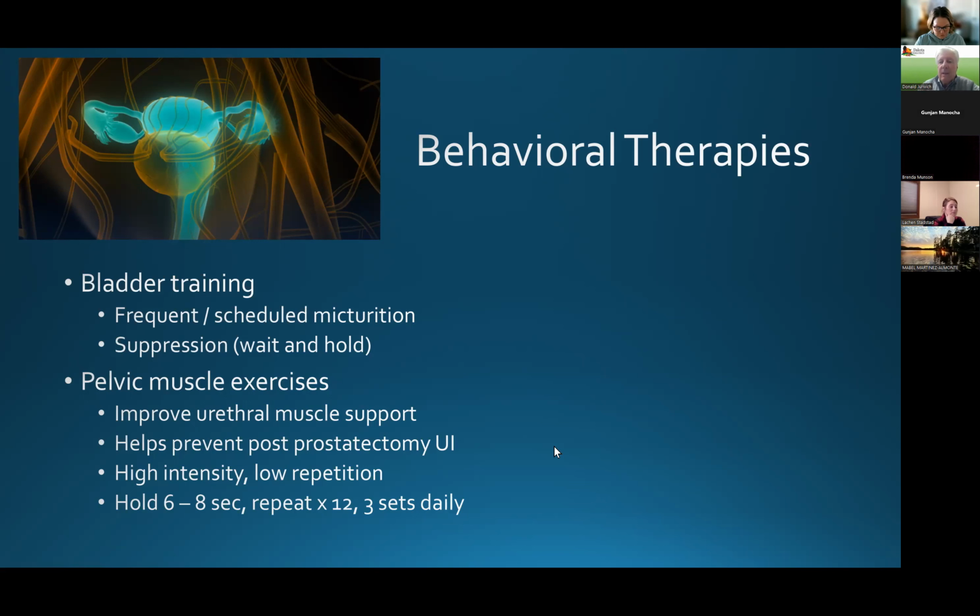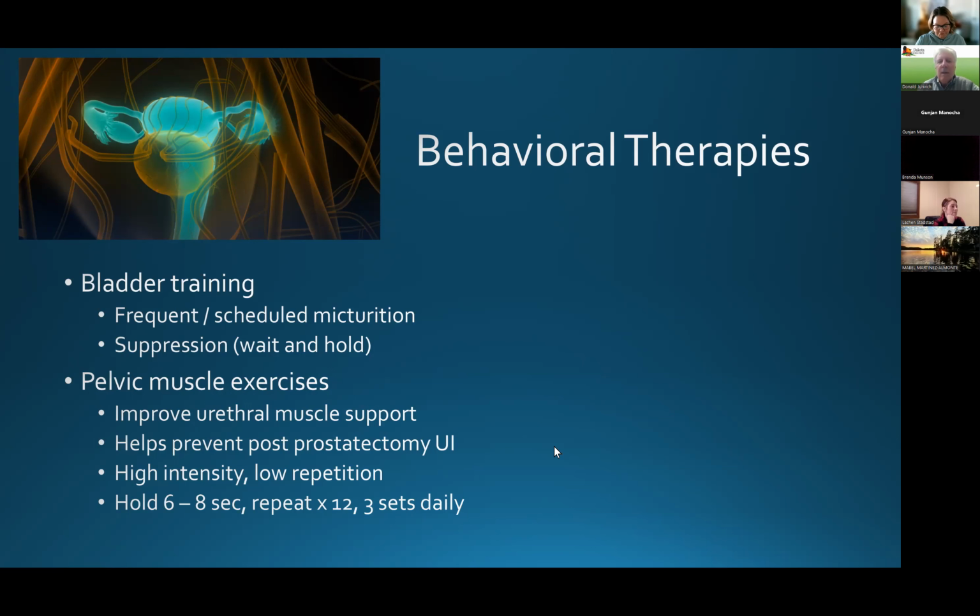It's particularly helpful post-prostatectomy for men. In fact, I prescribed just a short while ago a prehab Kegel exercise, and the guy kind of looked at me and said, "Isn't that for the women?" And I go, "No, it's actually for the men too." So it's equally effective for both genders.